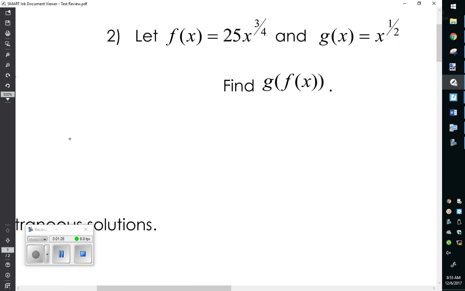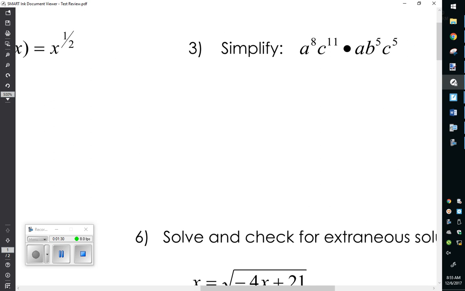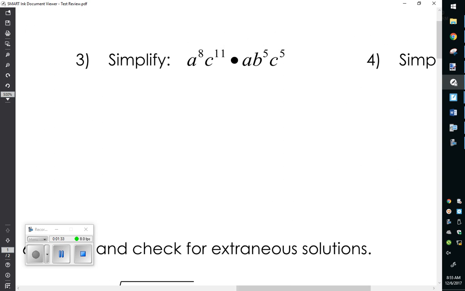We did number 2 already, so I'm not going to do that one right now. Number 3, all we are doing is multiplying. When you multiply things with the same base, a to the 8th, what exponent is that a right there to? The 1. What do I do with the exponents when I'm multiplying the bases that are the same? You add them. And so my new problem is going to be a to what number? 9, because you're taking 8 plus 1 to get 9.